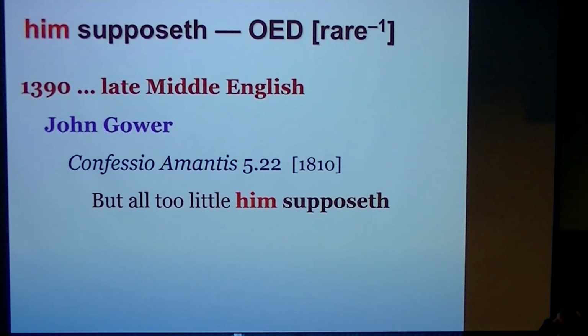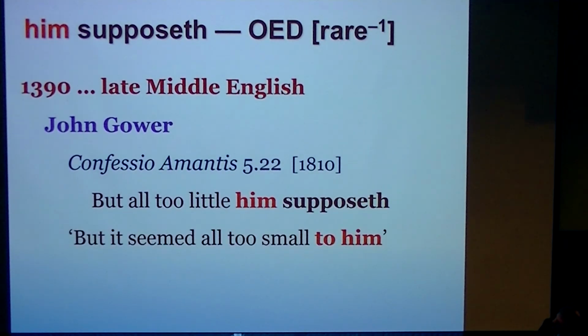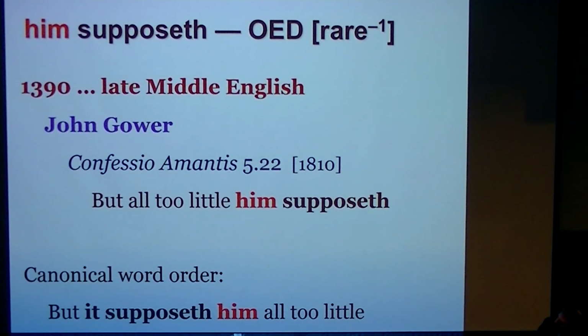That's how it looks in the poem with modernized spelling. That's essentially what it means. That's a rendering I found online. The canonical word order, non-poetic, would be, "but it supposeth him all too little." The analogical chain for Joseph Smith to get this would be "methinks," "methinketh," "me supposeth," "it supposeth me."